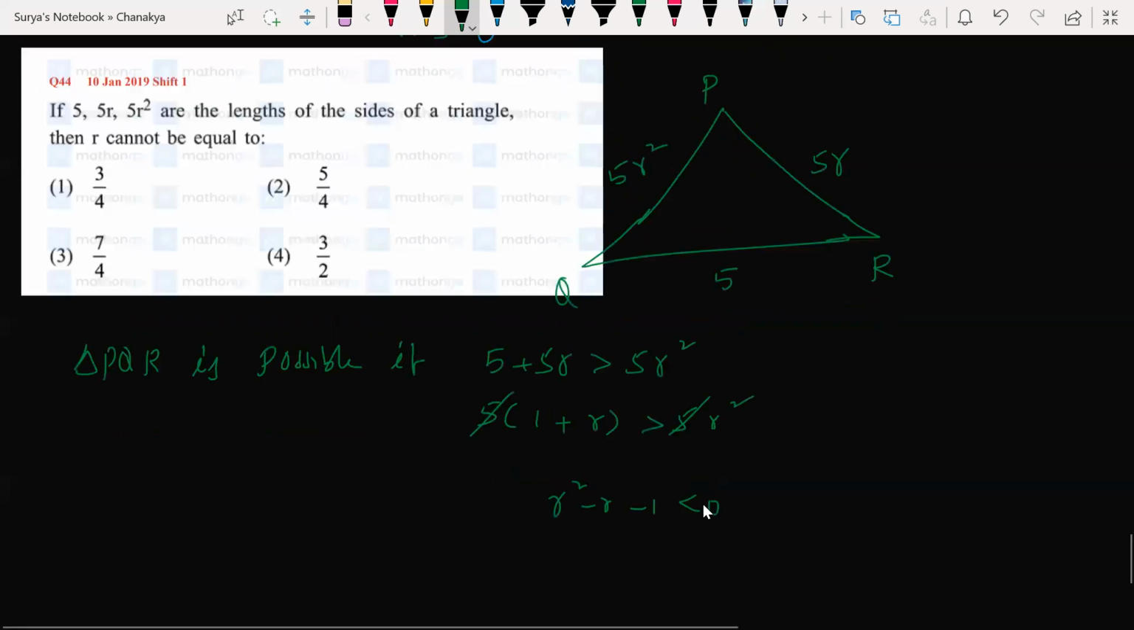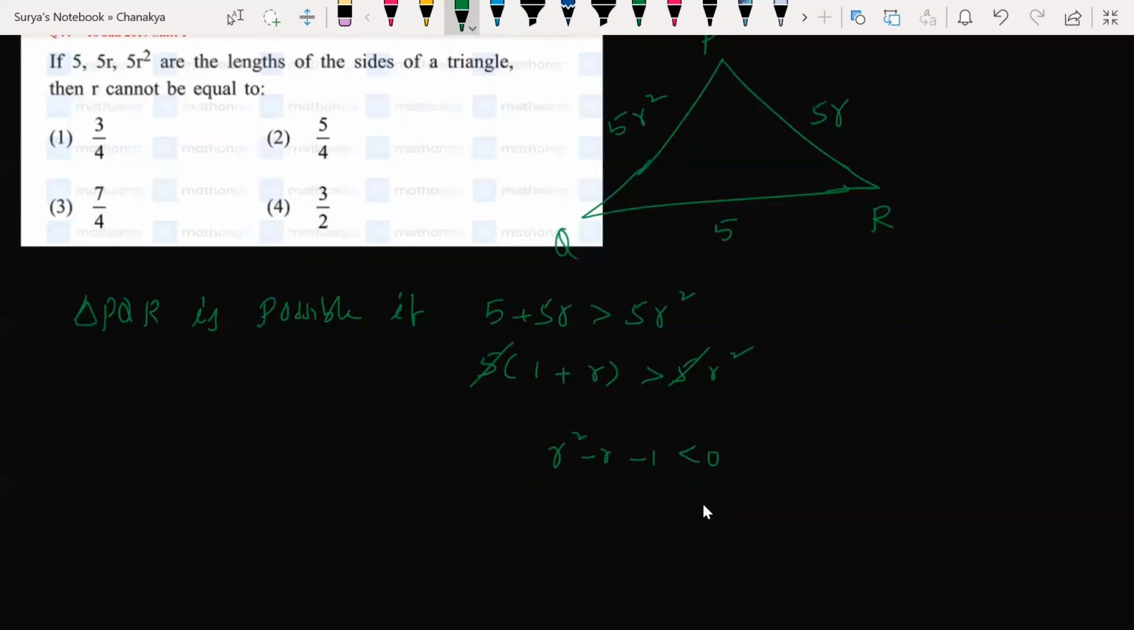Substitute, factorize that. Tell me the answer. R cannot be equal to what, beta? Check once. R cannot be equal to dash. So this gives me what, beta? 0.7 something. This gives me 1 point something. This gives me 1 point how much? This gives me 1.5 of course. 1.7. This gives me 1.25. Substitute and check. That's it.